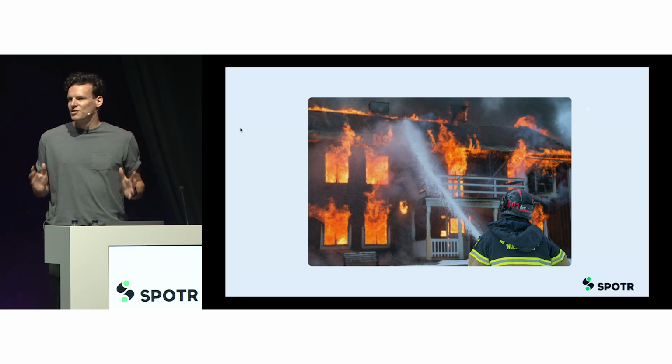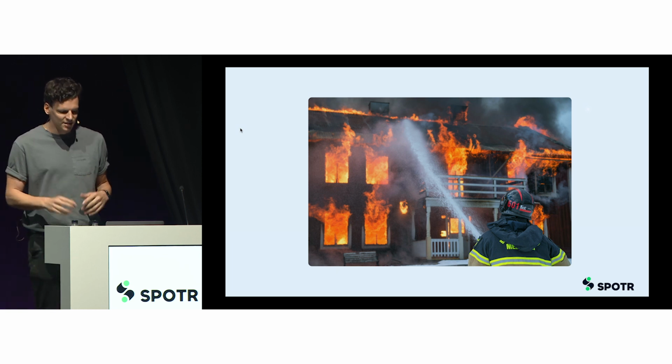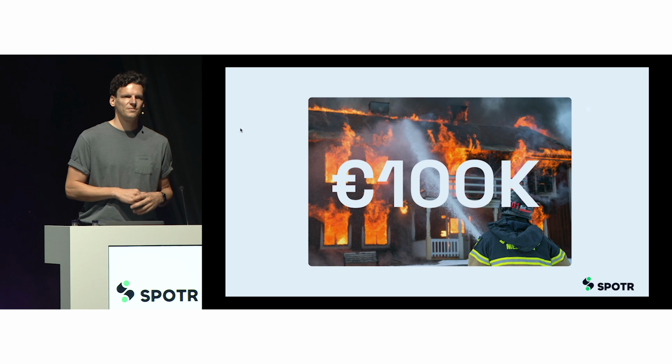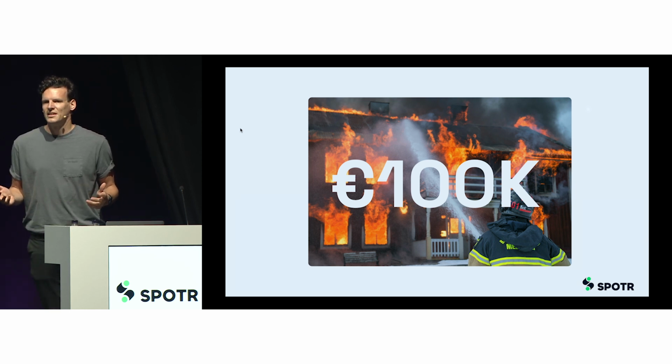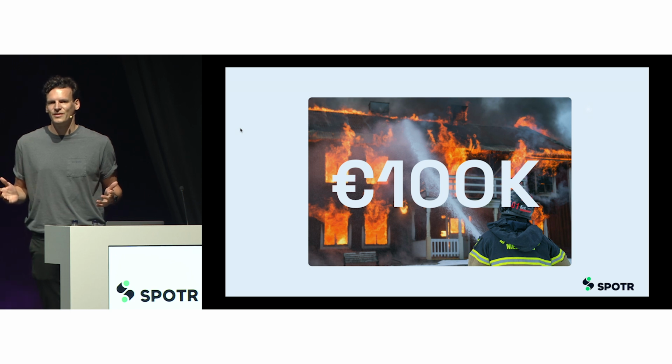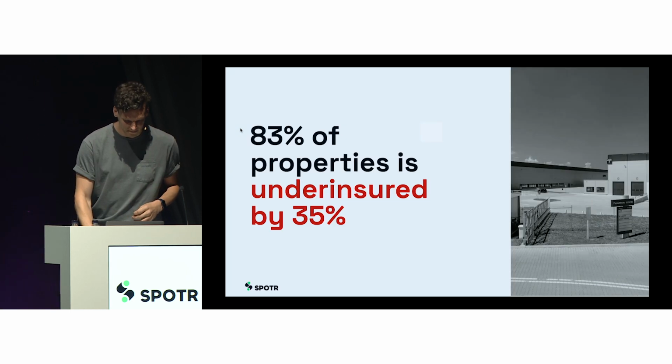And at that time you discover the property value to rebuild your property wasn't 300,000, it was actually 400,000 euros. And you have to pay 100,000 euros to get back your own property. At that time of your life, it's going to be the most devastating thing ever. And I think as an insurance industry, we should prevent this from happening and protect people as they should be.